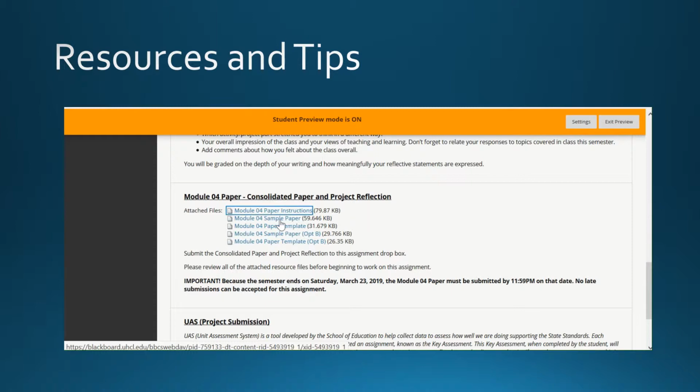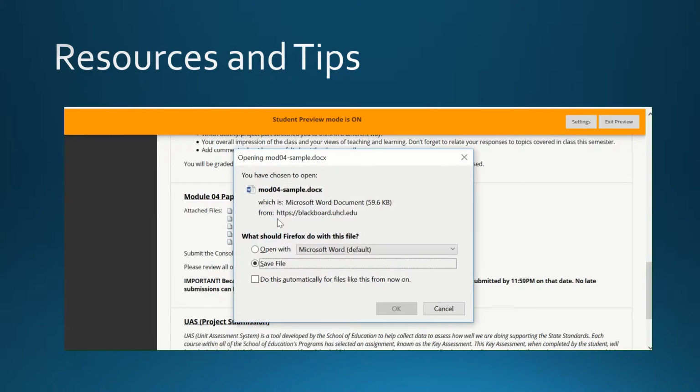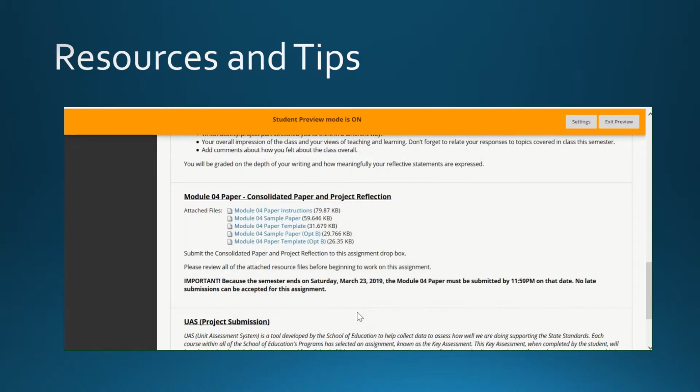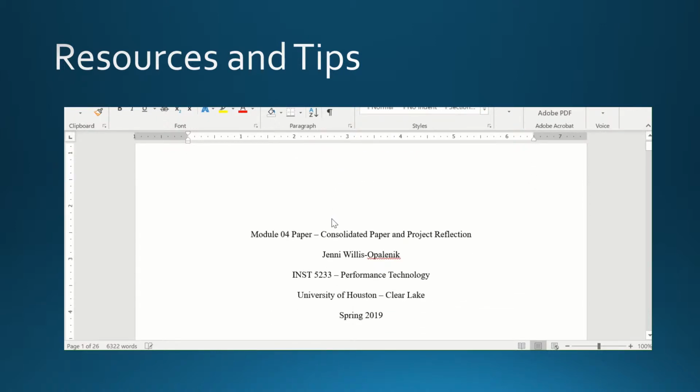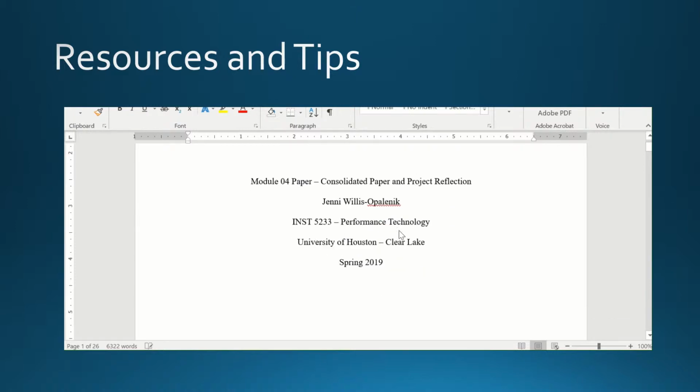Let's go ahead and look at the sample paper for those of you who are working from previous papers. And here we go. The template document that I provide will have this sample Module 4 paper header. You'll want to change that, make sure it just says Module 4 paper. Same cover page you've used before. You just need to change the title on it.